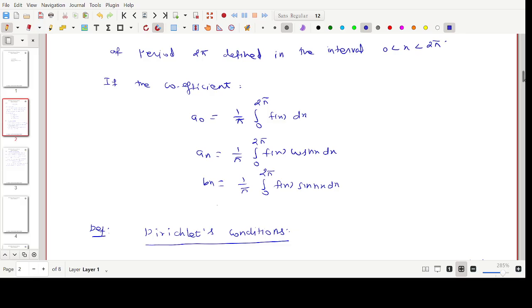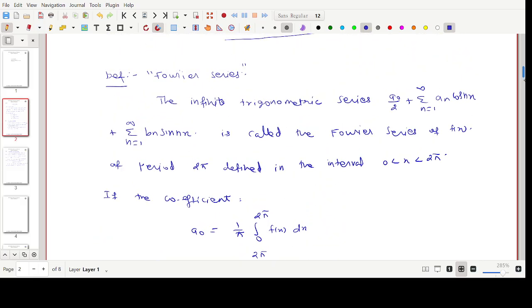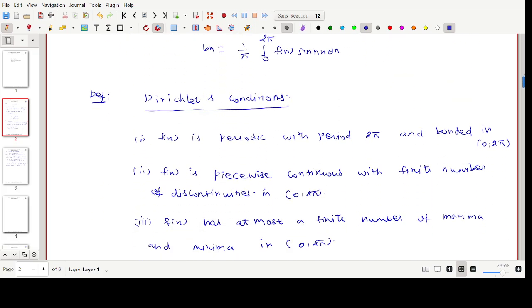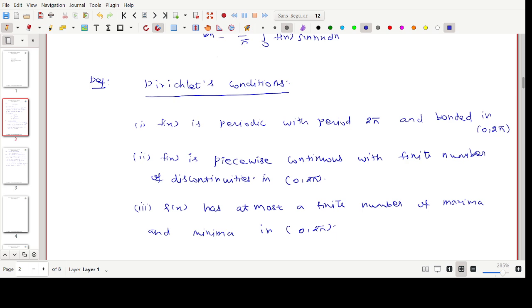Next, can any function be expressed as a Fourier series expansion? It is not possible. The given function should satisfy a condition. This is the necessary condition for the existence of a Fourier series, the Dirichlet condition. What is the Dirichlet condition? First, the function is periodic with period 2 pi and bounded in the interval 0 to 2 pi. Second, f of x is piecewise continuous with a finite number of discontinuities in the interval 0 to 2 pi. Third, f of x has at most a finite number of maxima and minima in the interval 0 to 2 pi.